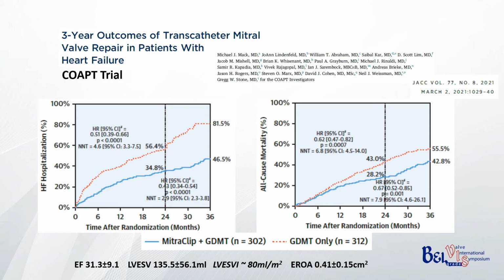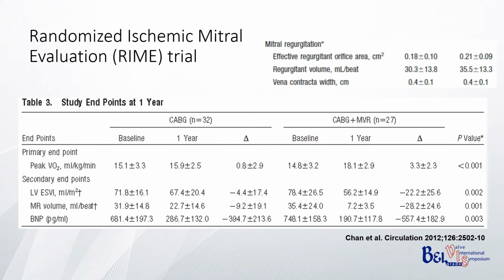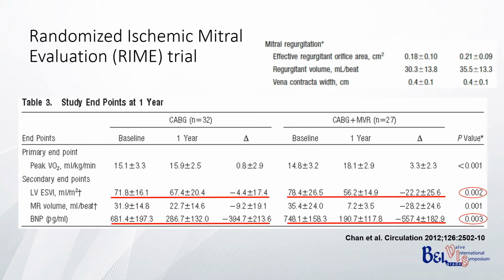But this completely ignores some other trials, like the RIME trial that showed the benefit of adding mitral repair to CABG in a randomized fashion again, in producing reverse remodeling of the left ventricle, reduced BNP, and improved exercise capacity of the patients with moderate ischemic mitral regurgitation.